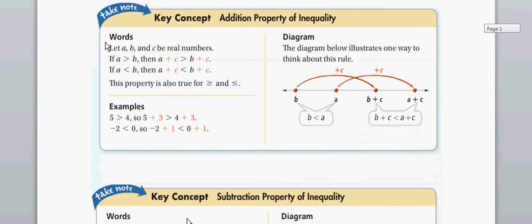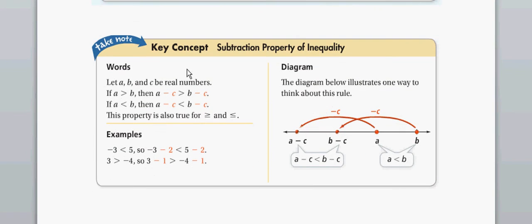There's another property of inequality, and that is the subtraction property of inequality. The subtraction property of inequality says if we have an inequality where a is less than b, and we subtract c, then they both move back the same distance, negative c, and the inequality statement stays true.